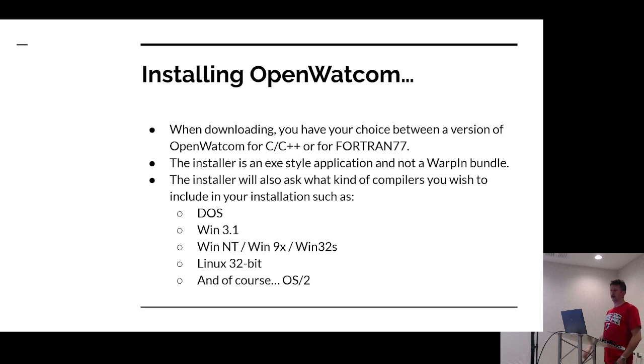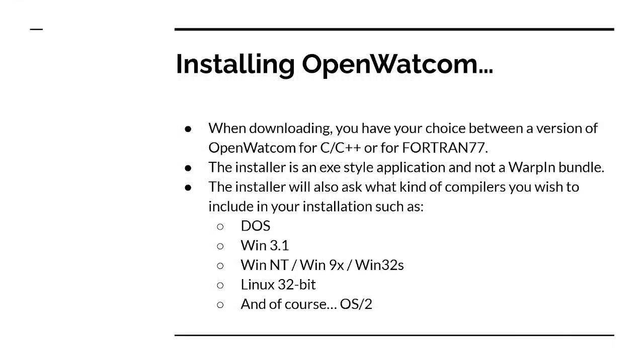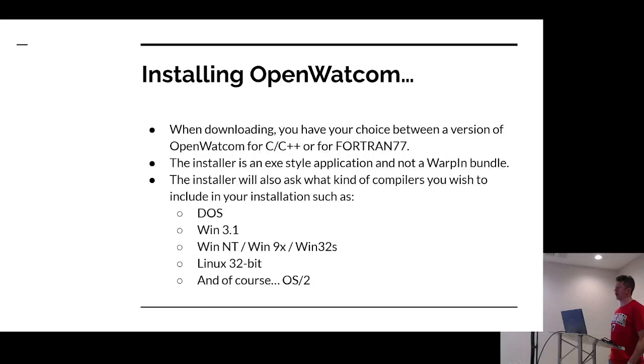So, installing OpenWatcom. When you download, you do have your choice between a version of OpenWatcom for C++ and C, or for Fortran 77. For the purpose of this presentation, we're just talking about the former. The installer is an exe style application and not a warp-in bundle, so it just presents itself like a normal exe installer. And the installer does ask what kind of compilers you wish to include in your installation, such as DOS, Win 3.1, NT9X and Win32s, Linux 32-bit, and of course OS/2 as a target.